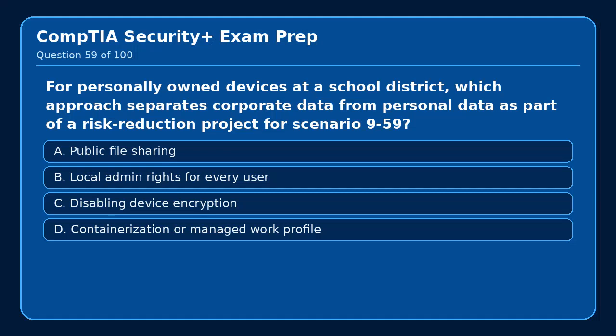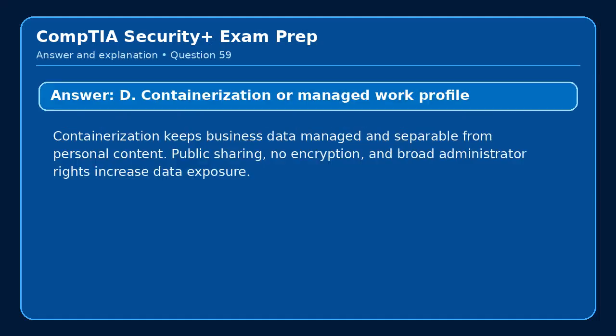Question 61. Before deploying new laptops, which step helps a cloud startup maintain consistent security settings during a service reliability review for scenario 9 to 61? A. Apply a secure baseline image and verify compliance. B. Remove endpoint protection. C. Let each user choose security settings randomly. D. Disable automatic updates forever. Take a moment to choose your answer.